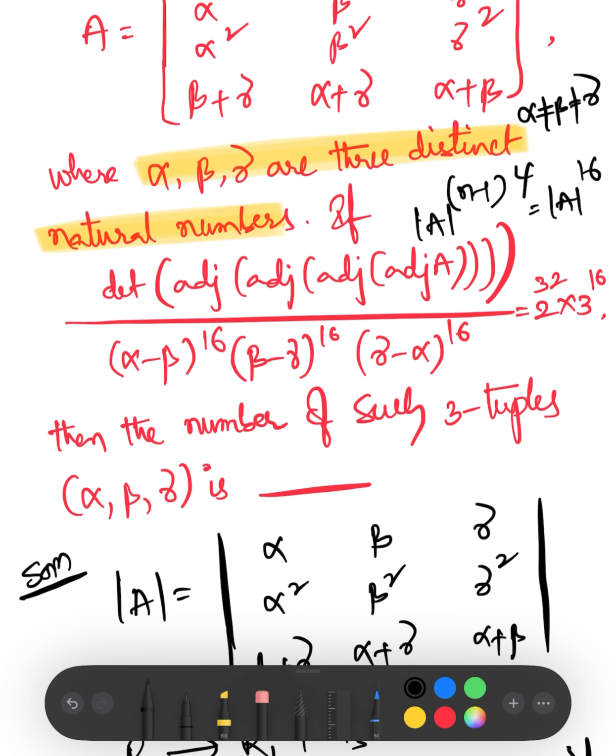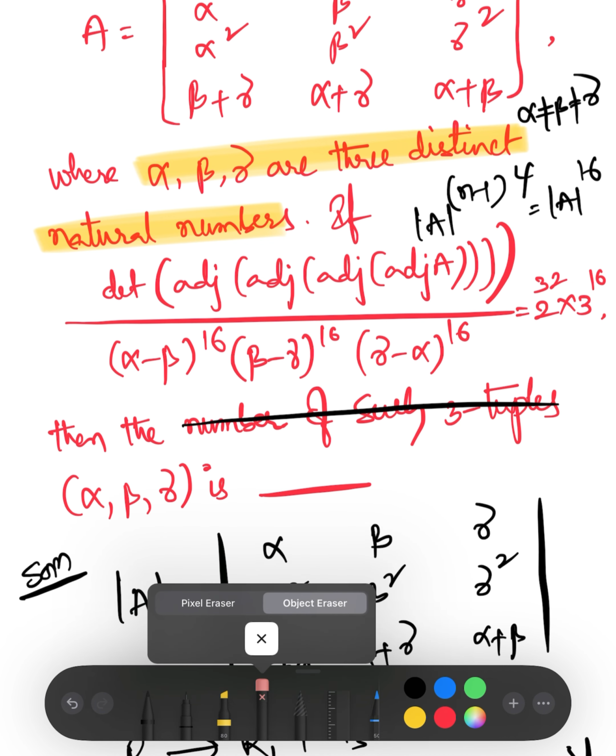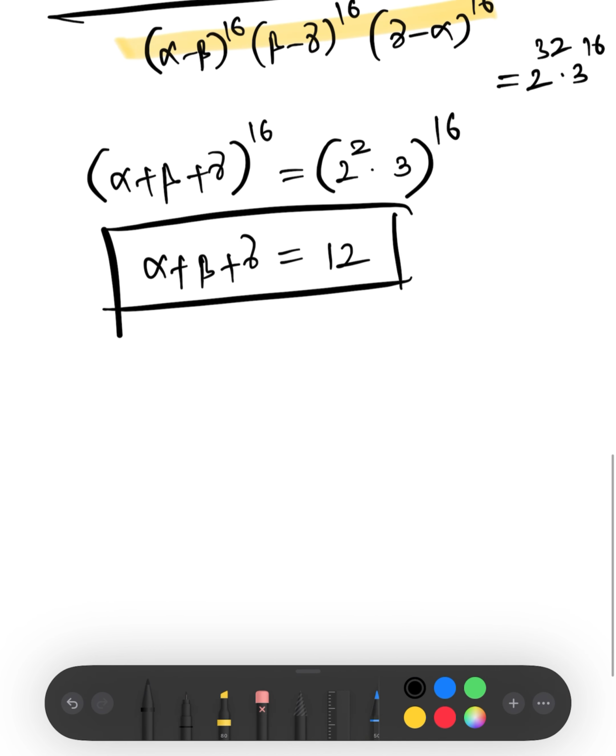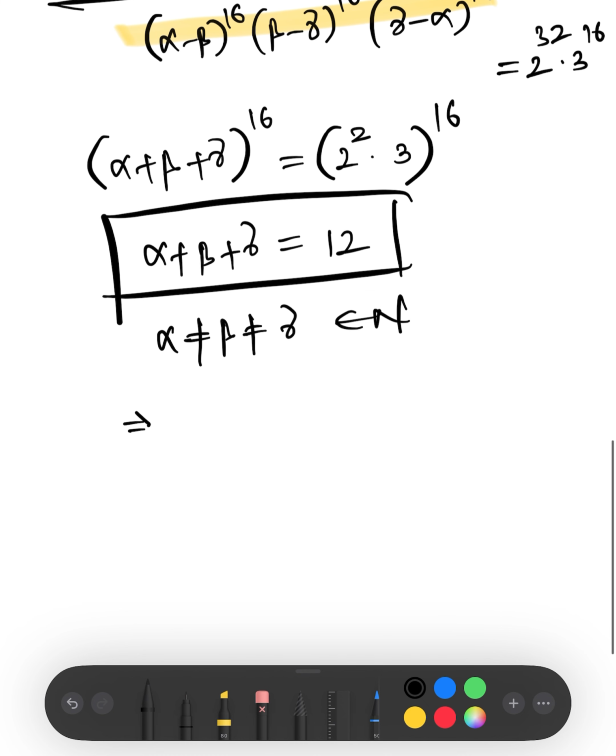Correct? Then what does he want? Number of such tuples. We want tuples, right? See, how can we get the tuple? If we observe clearly, alpha plus beta plus gamma equal to 12, right? In this case, the one very important formula we have in combinations, for the number of tuples, like triplets, is n minus 1 c r minus 1. That is 12 minus 1 c 3 minus 1.